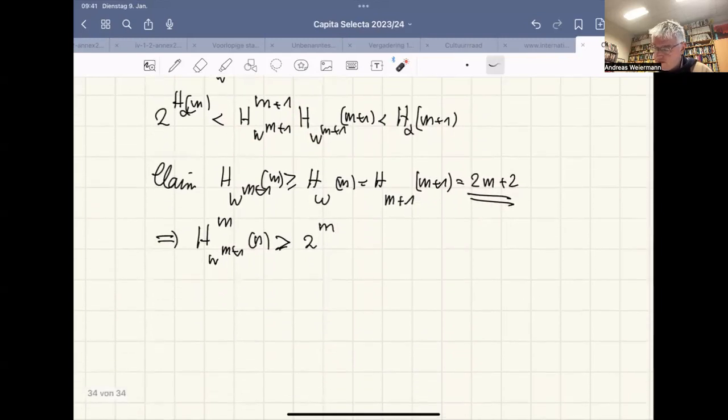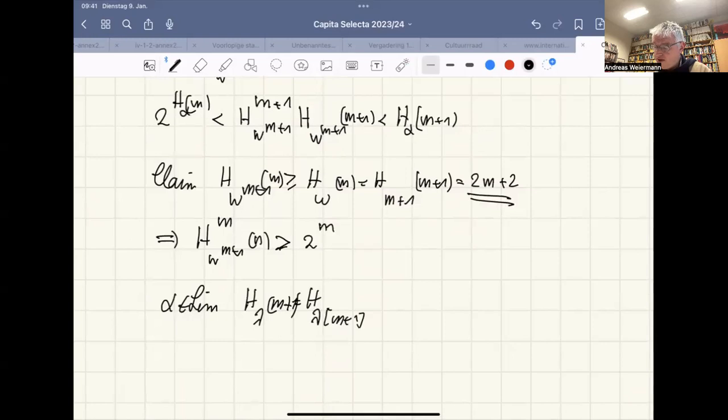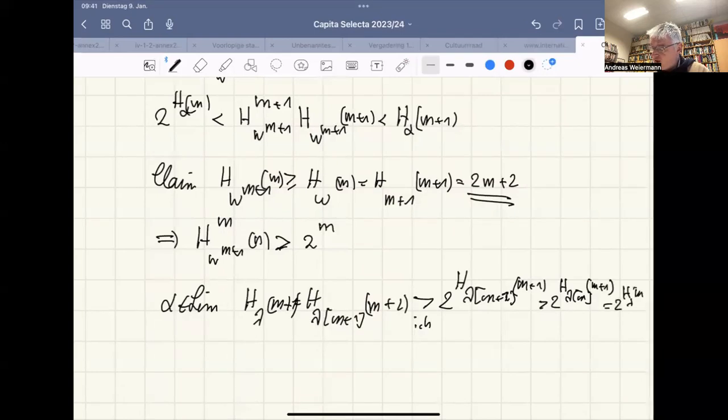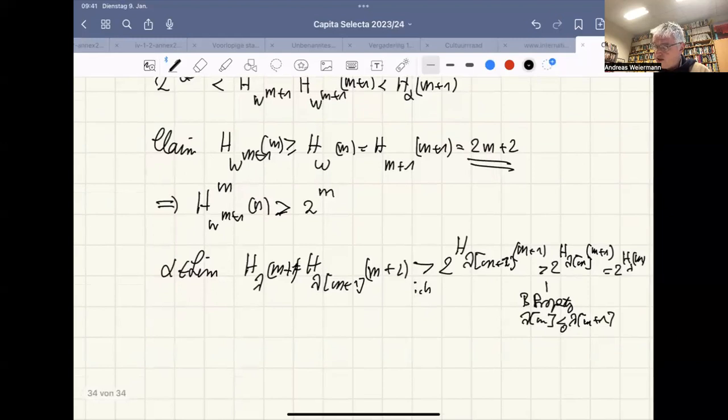Now, if alpha is a limit, then it's trivial. H lambda of m is the same as h lambda m plus 1 of m plus 2. By induction hypothesis, this is bigger than 2 to the h lambda m plus 1 of m plus 1, which is bigger than 2 to the h lambda m of m plus 1 by the Bachmann property. This is 2 to the h lambda of m. So lambda m is smaller than lambda m plus 1. Therefore, stepping down along 0 is possible, and we get this inequality.